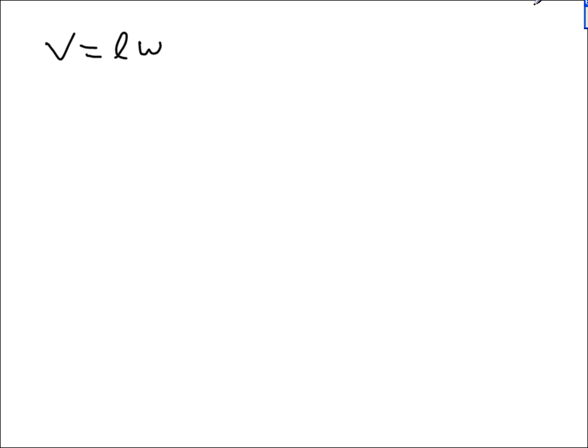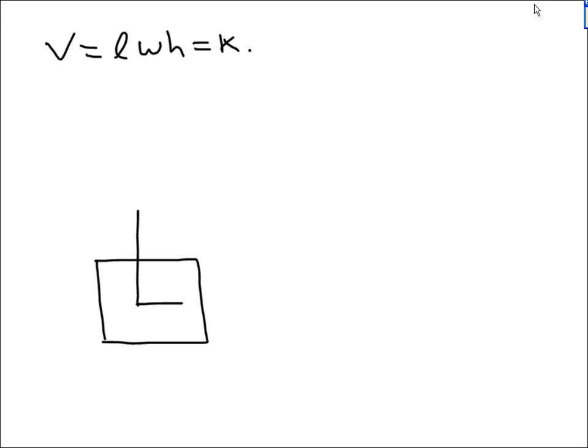So we're given that the volume is fixed. Length times width times height is a constant k. Now, if you think about what the surface area is, let me draw a nice rectangular box.